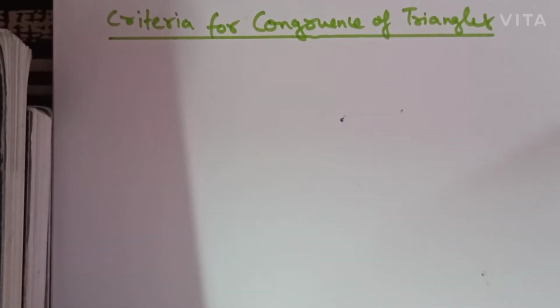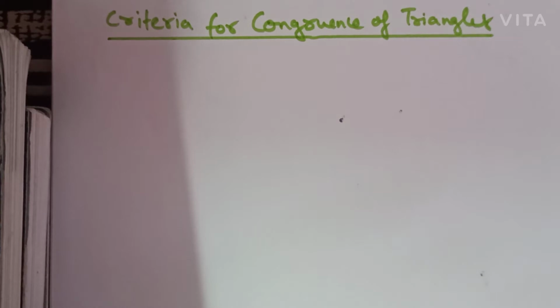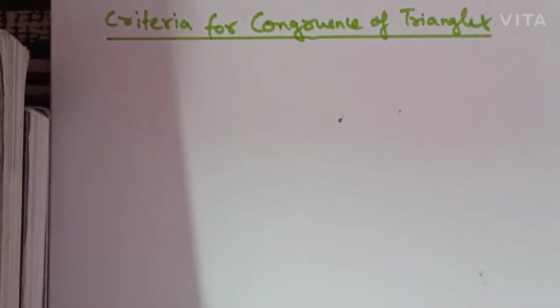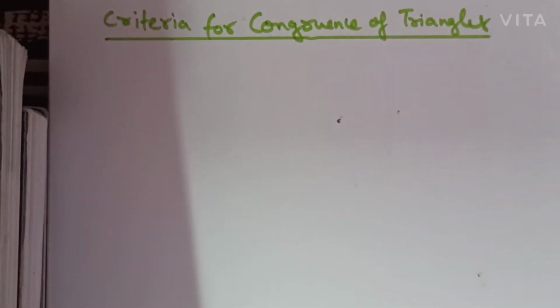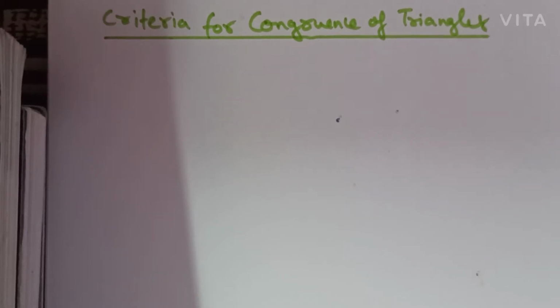Okay, so students, in this video we will be discussing the different criteria for proving the congruence of triangles. In the previous lecture we discussed that if two triangles are given congruent, then how we will show which sides will be equal, which angles will be equal, which two sides will be corresponding sides, which two angles will be corresponding angles.